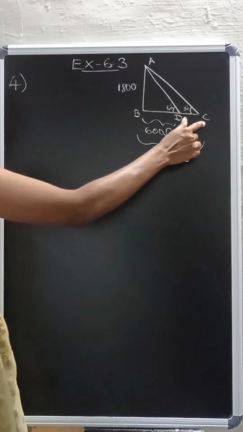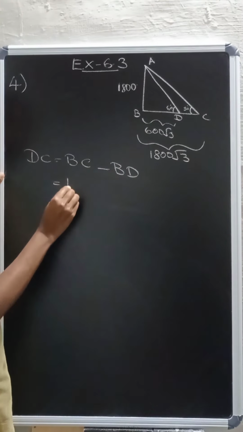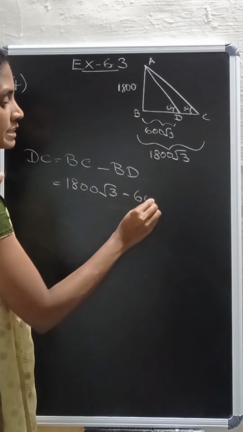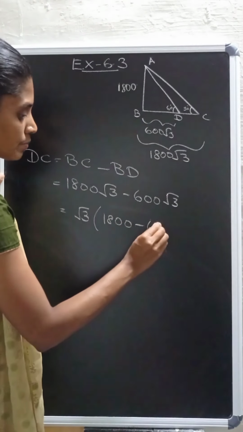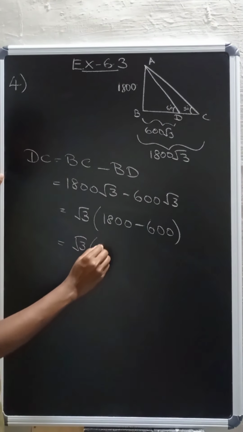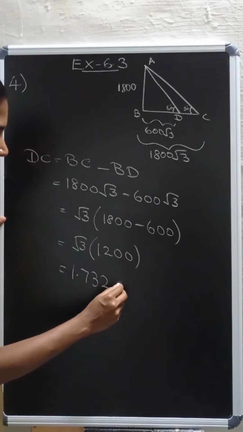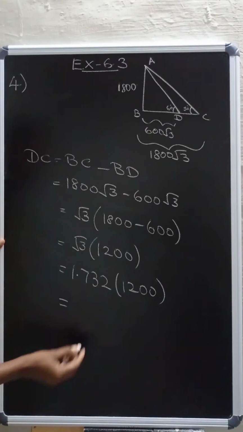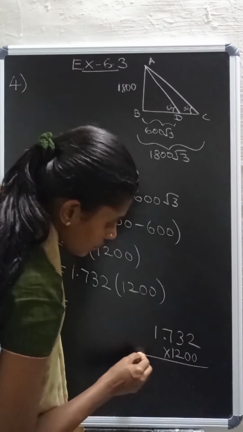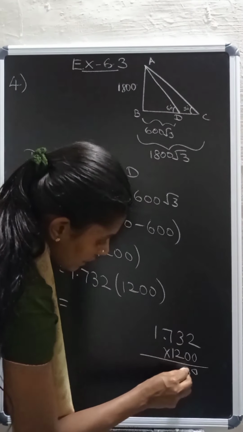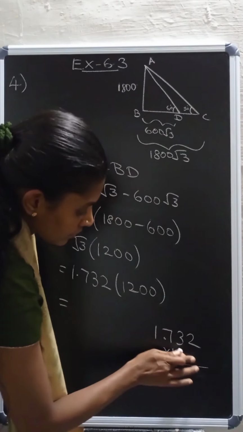We need the distance between the two boats, that is DC. DC is equal to BC minus BD, which is equal to 1800 √3 minus 600 √3. If you take √3 common out, you will get 1800 minus 600, so √3 into 1200. √3 value is 1.732 into 1200. Now we will multiply these two values. So here we have two zeros. So I am taking those two zeros out, and I will put these two zeros at the end.